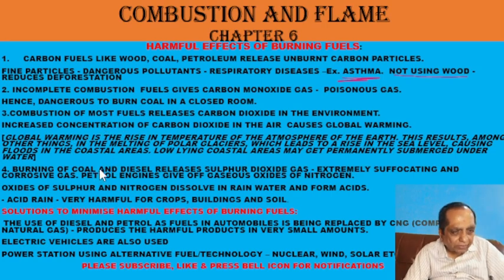One more effect is that burning of coal and diesel gives sulfur dioxide to the atmosphere, which is a suffocating and corrosive gas, and burning in a petrol engine gives nitrogen oxides. All these oxides, when rain drops fall, get dissolved in it and form acid. So we say that it is acid rain, and this acid rain is harmful for the crops, for the buildings, for soil, and in case it falls on you also, it may cause skin problems and various things. So these are the important harmful effects of burning fuels.